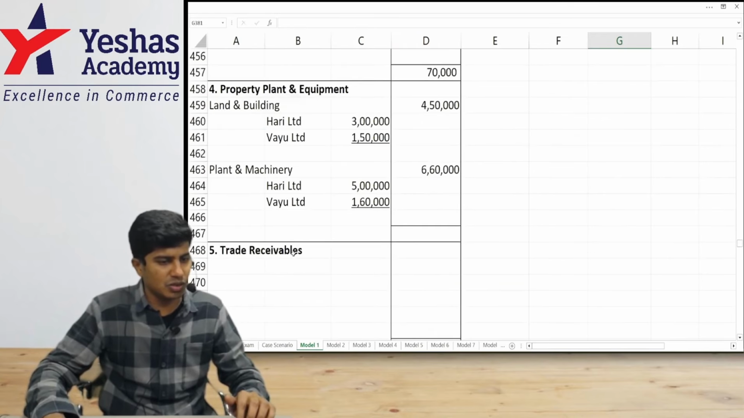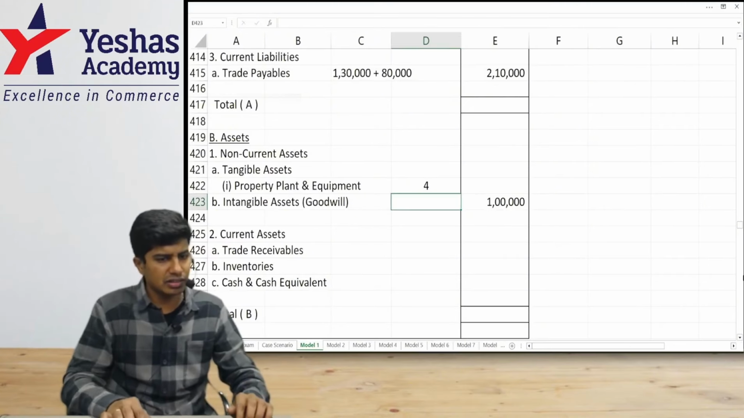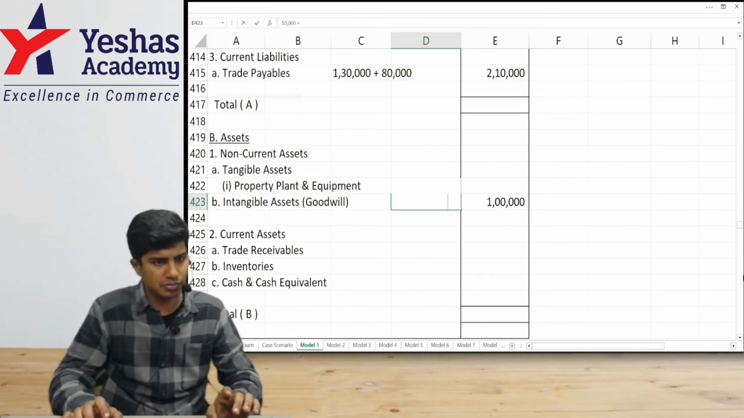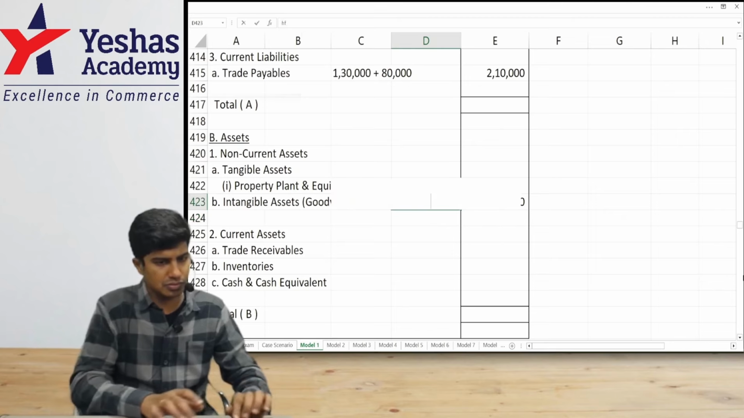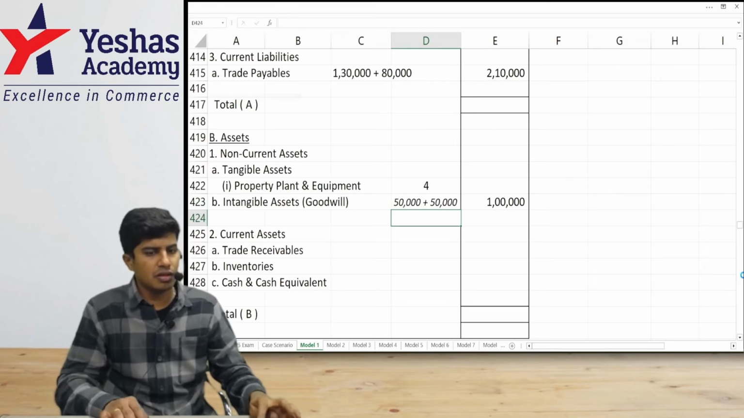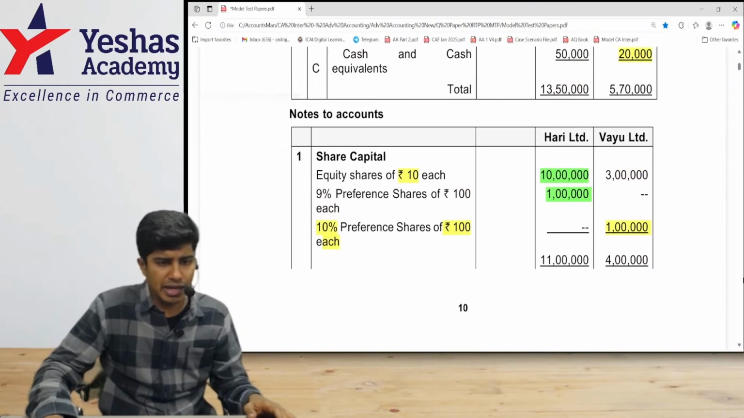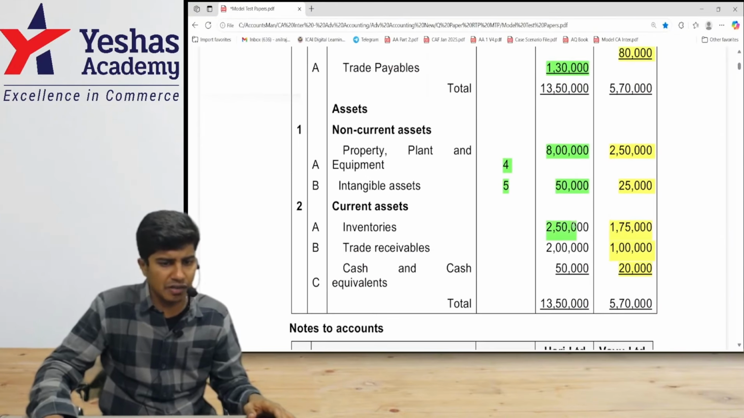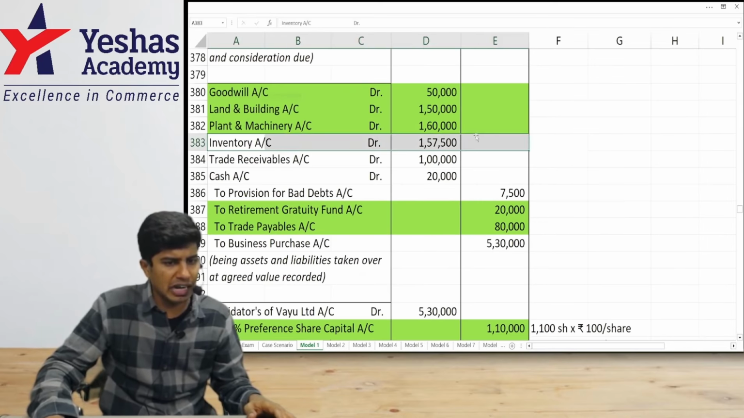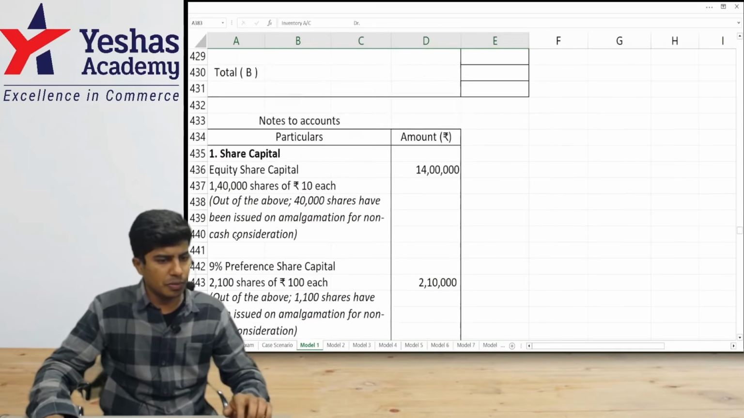We will write one note or we can skip. Shall I skip and then write here straight away 1 lakh? Plus 50. What's after this intangible asset? Then come back to balance sheet. Then we have inventory. Ours is 2,50,000. What is their inventory value? 1,57,500. 2,50,000 plus 1,57,500. I'll open one notes to accounts.